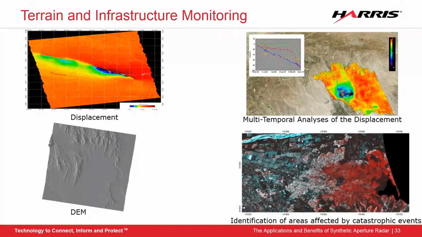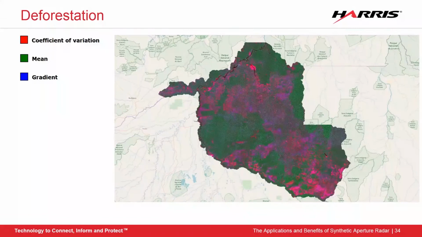Now, we're going to jump from terrain and infrastructure monitoring to something that seems to be of interest for quite a few of you, which is looking into forestry, or in this case, deforestation. So first, jumping into what this image is on the screen is those areas in pink are where there's a high coefficient of variation, meaning that these are areas where a lot of change has occurred. And in this case, unfortunately, those are areas where we've gone from having highly forested regions to not very forested at all.